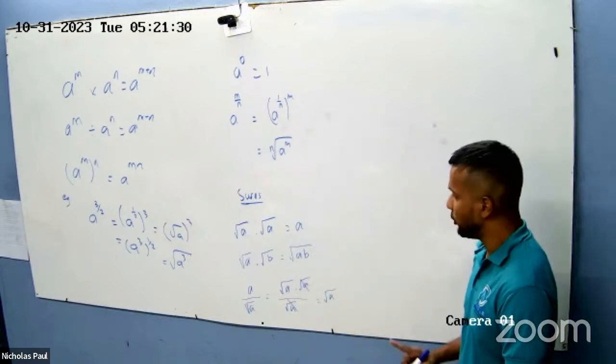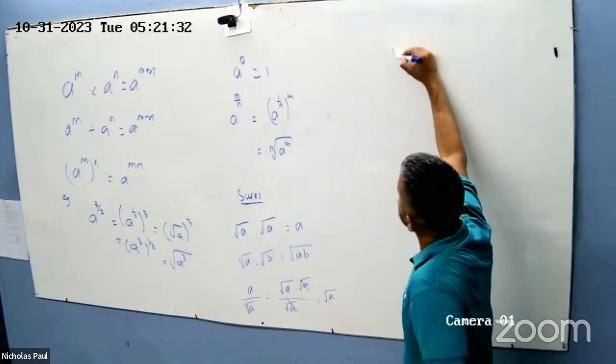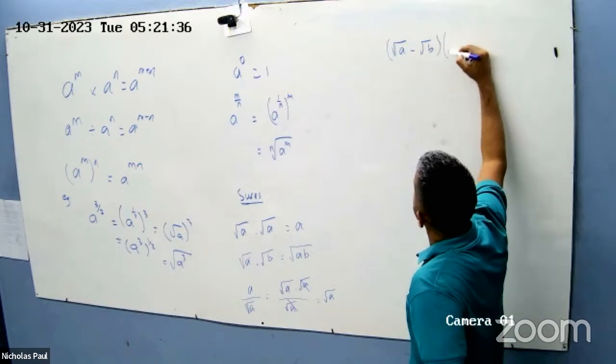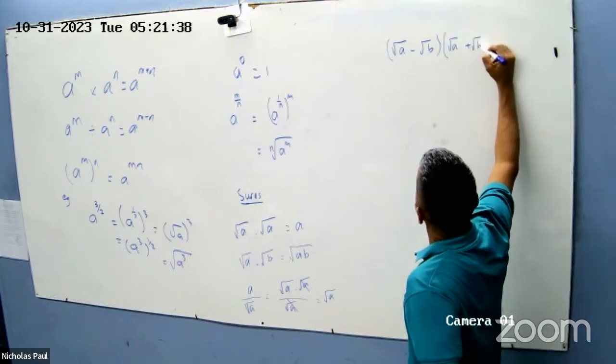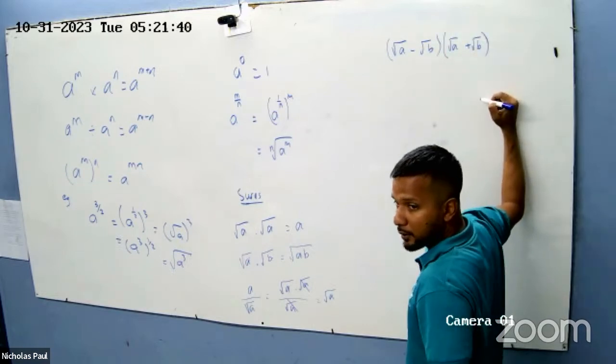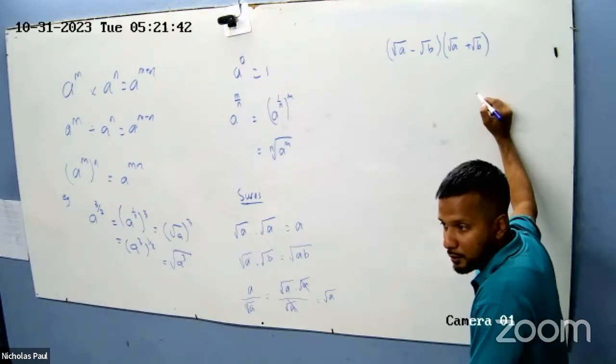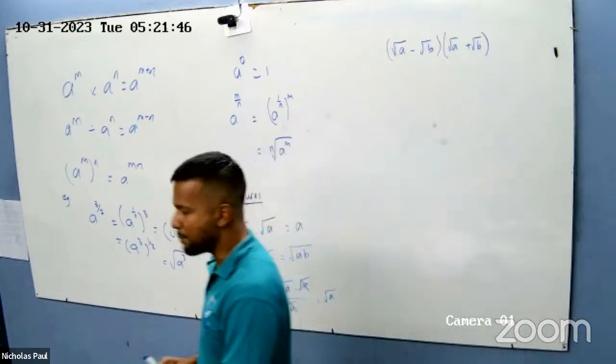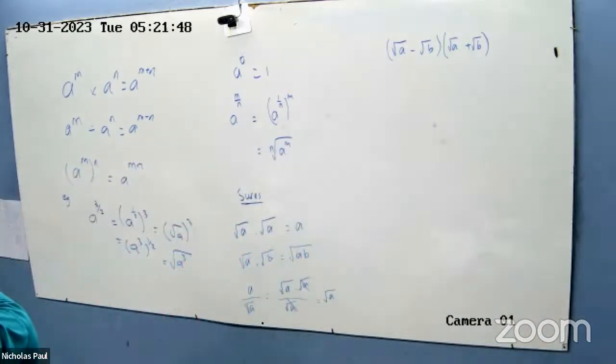That's okay. No rationalizing as you're coming to that. What is root a minus root b by root a plus root b? Work it out fast.